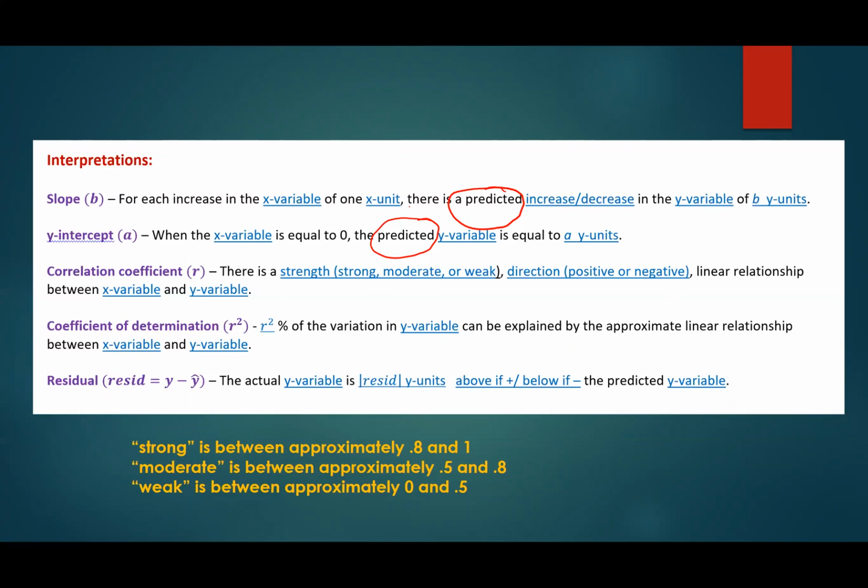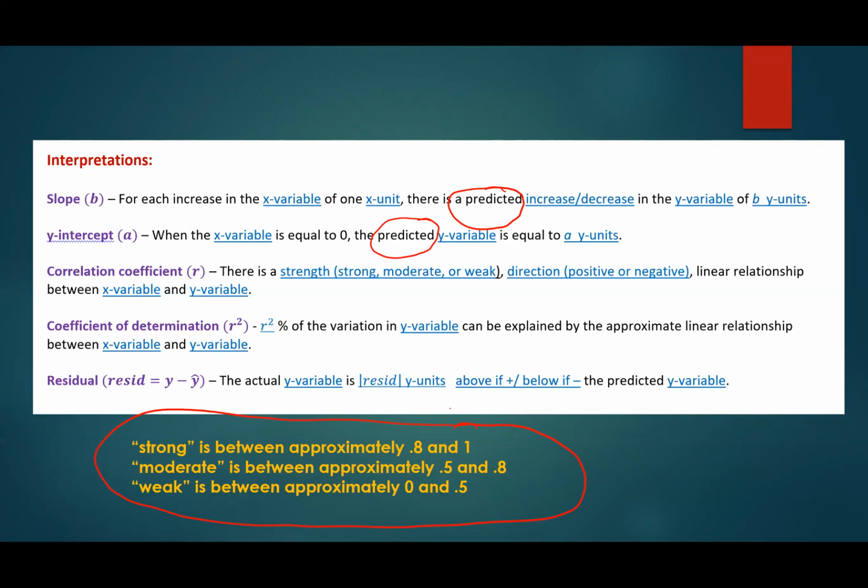Correlation coefficient: for your strength, it's either strong, moderate, or weak. Remember, our general guidelines: strong is between 0.8 and 1, moderate is between 0.5 and 0.8, and weak is between 0 and 0.5. So make sure you're keeping those in mind, but remember those are guidelines. So you might see different numbers somewhere else.